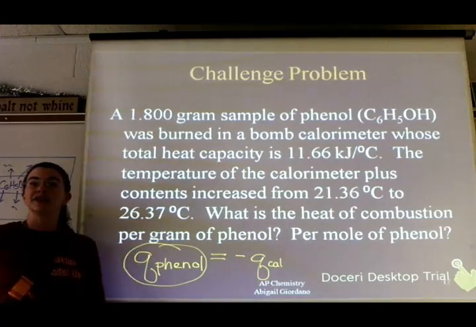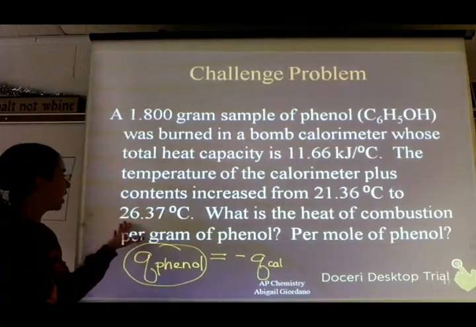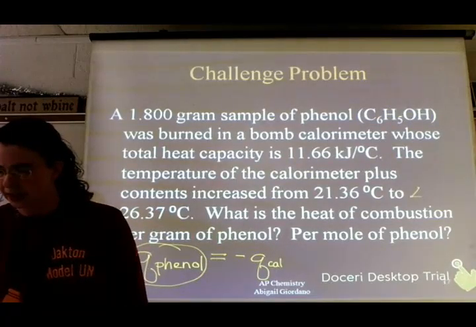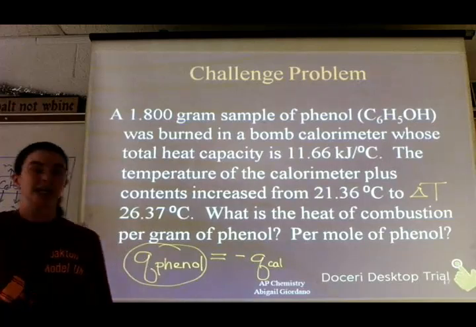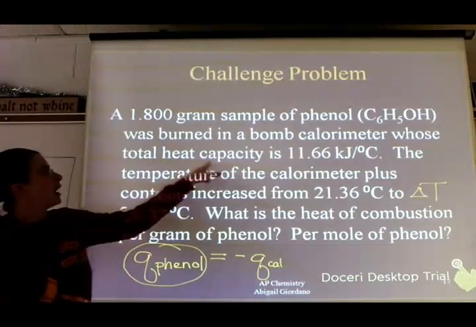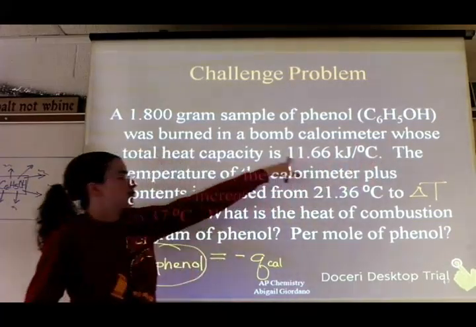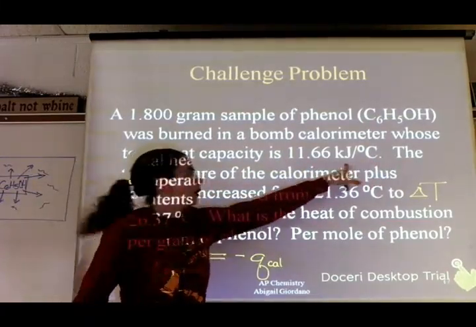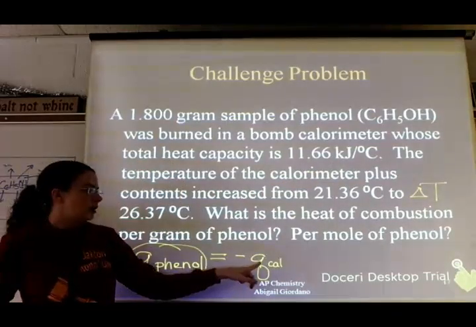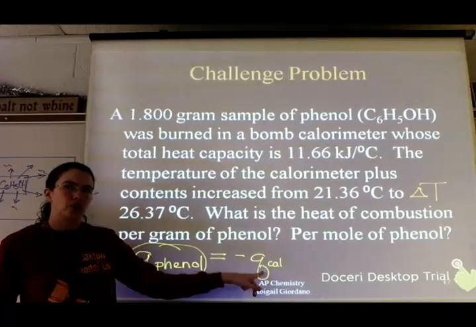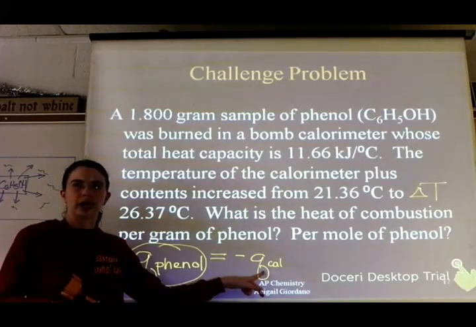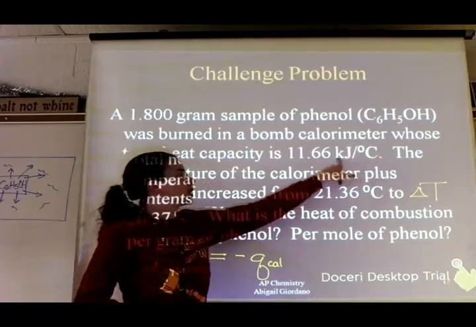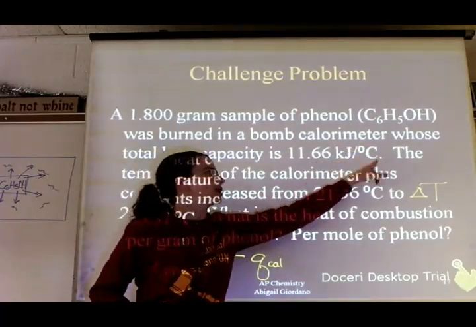So let's look at what information we've been given. We've got two temperatures. That's going to allow me to calculate a delta T. And then I've also got this piece of information. And I want you to pay attention to the units here. All right? The units for Q are joules or kilojoules, right? Look at these units: kilojoules per degree Celsius.